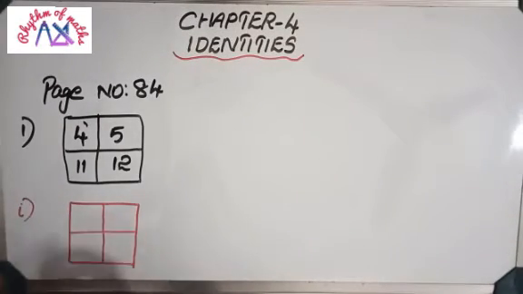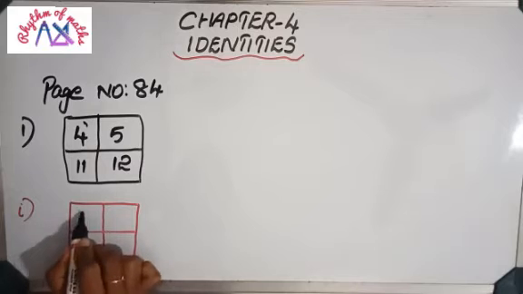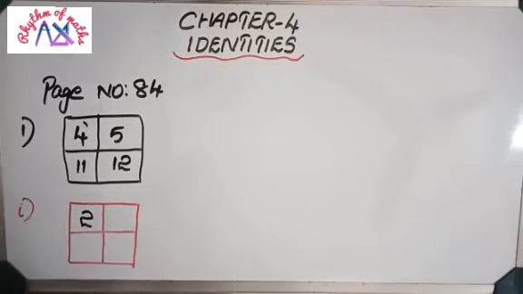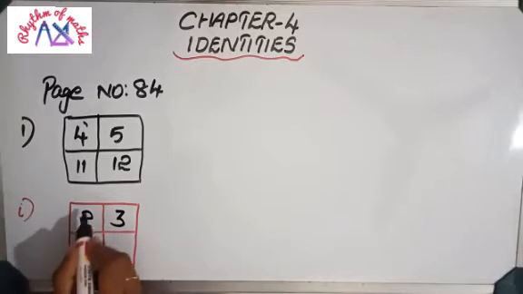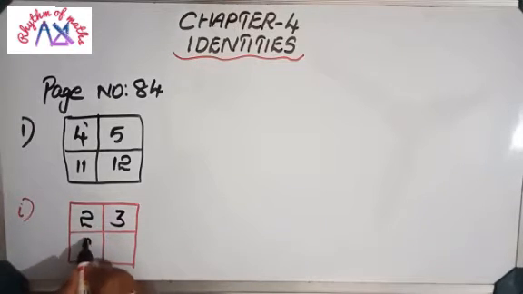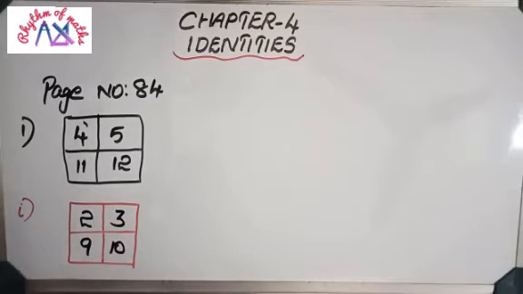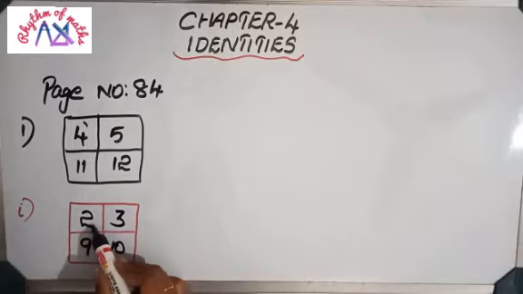Let's start from 2. Suppose the first number is 2. The second number will be 3. What will be the number below? 2 plus 7 is 9. After 9, 10. So let's consider these 4 numbers. Now the first diagonal numbers are 2 and 10.